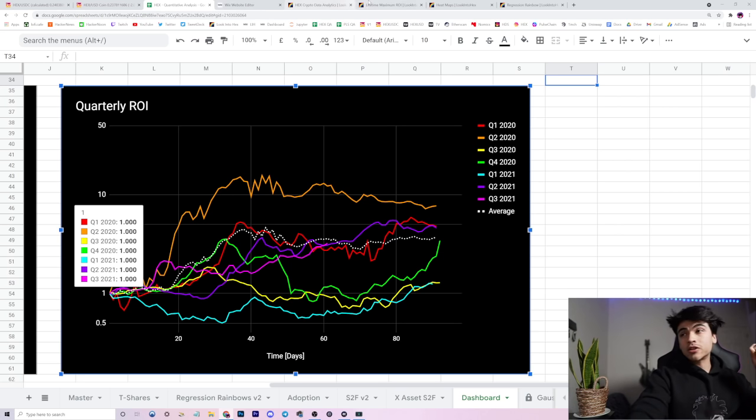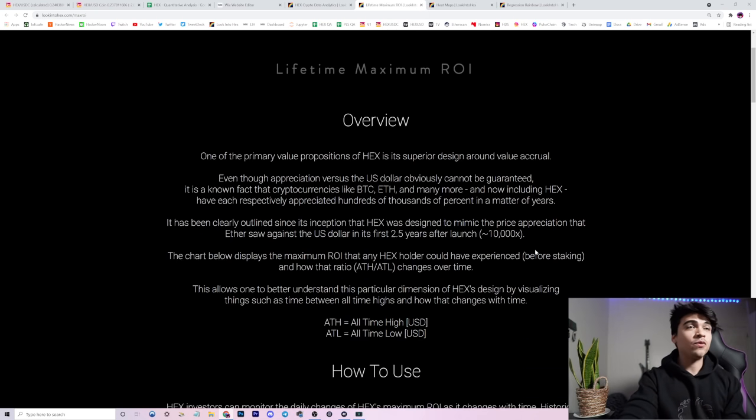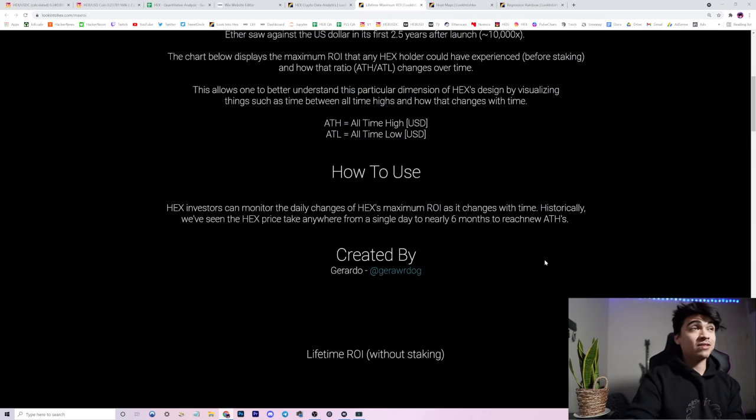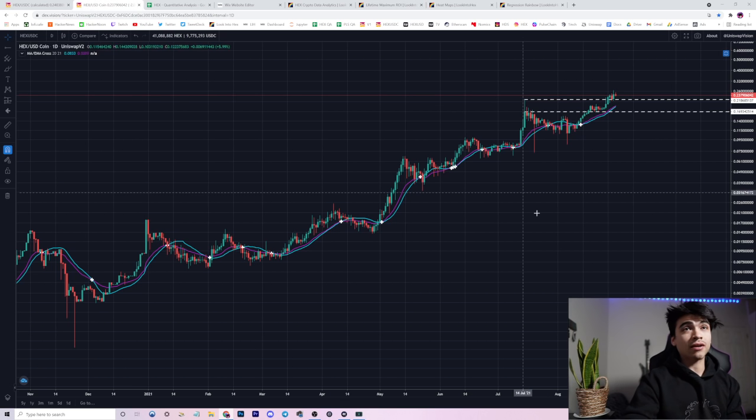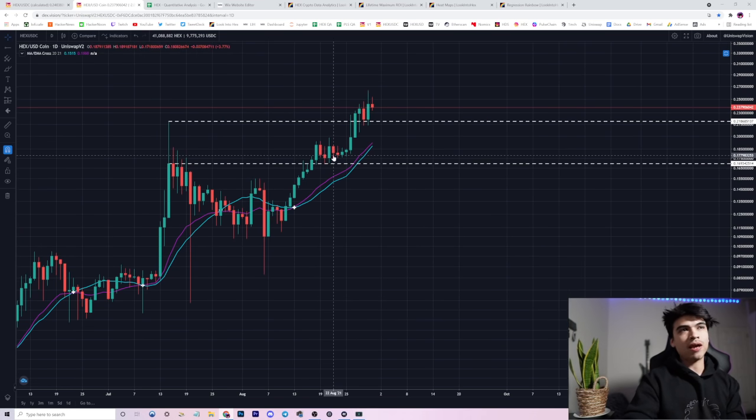So those are the charts. Those are the main charts I wanted to look at. There was one more, and it's the lifetime maximum ROI. The reason this is really cool right now specifically is because we're creating all-time highs, obviously, right? Which we didn't touch on much TA here, but I mean, just look at it, right? We broke through this previous wick all-time high. We're closing bodies above it.